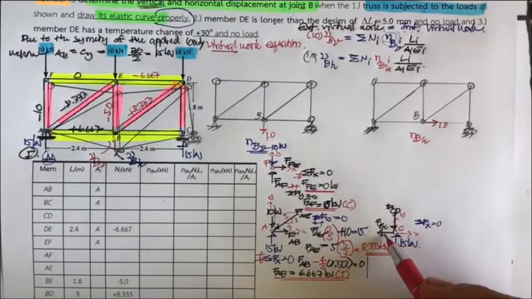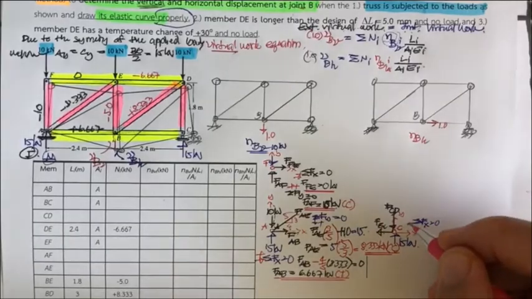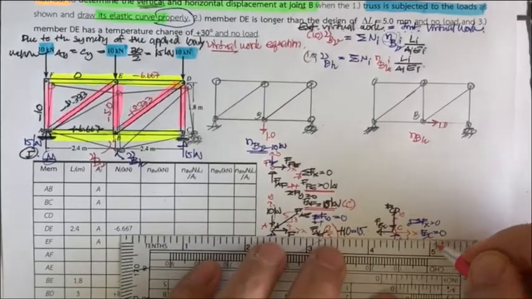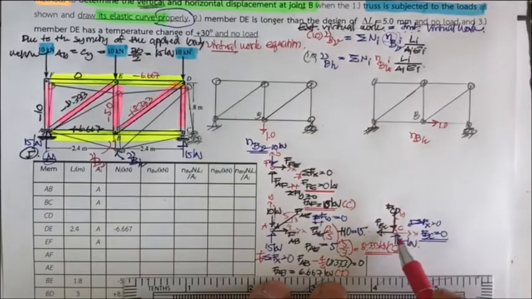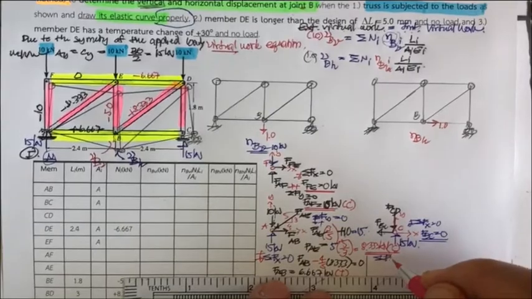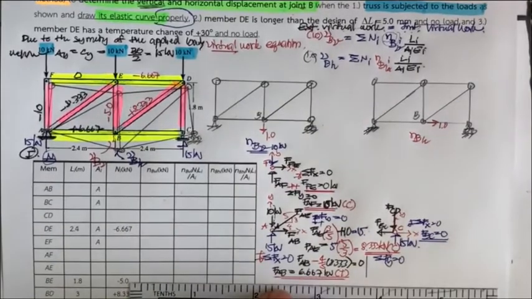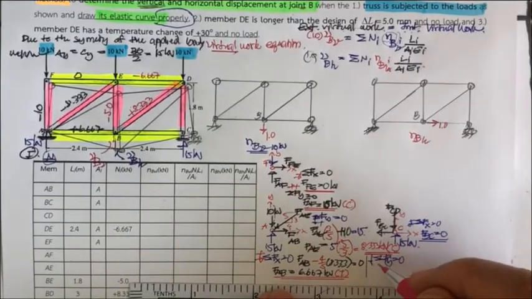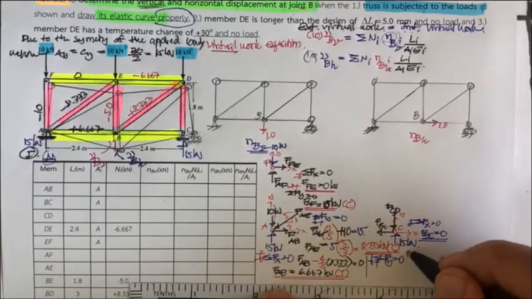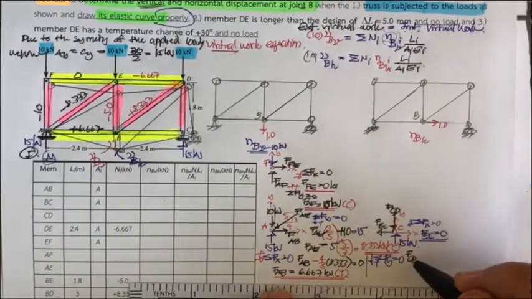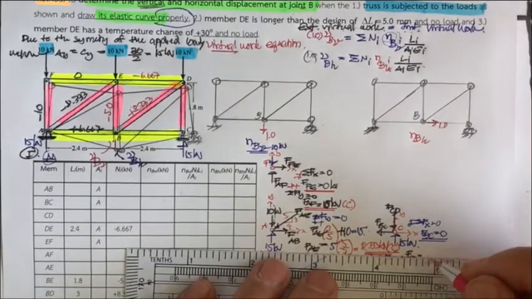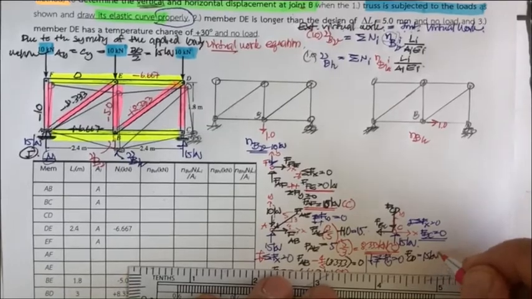And then what you get is F sub BC. This is plus F sub BC equal to zero because there is no horizontal force. And then if you use F sub Y equal to zero, this time that one is positive. So you got F sub CD downward, this is upward, equal to 15 kilonewton.